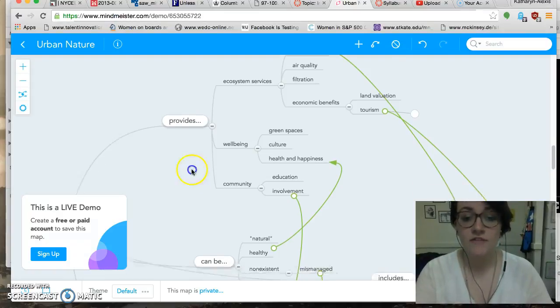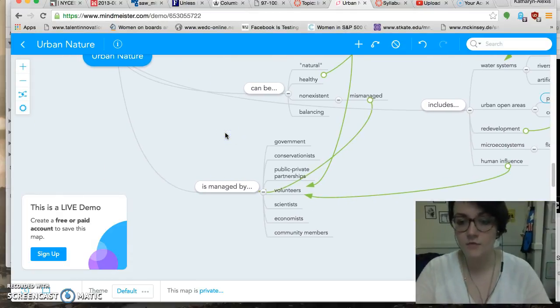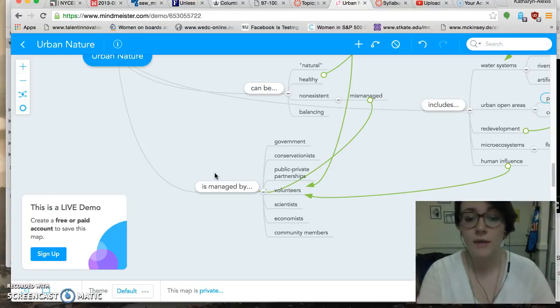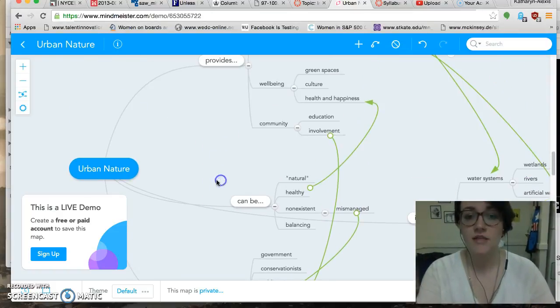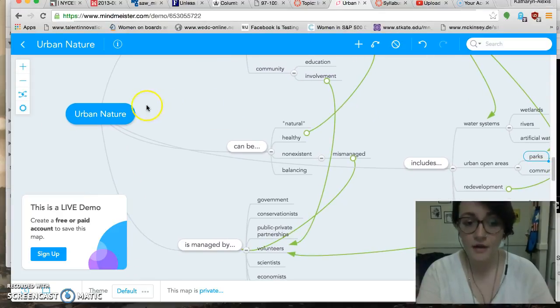It also provides community involvement, which brings me to what urban nature is managed by, which is an inherent part of urban nature: it is managed by people. It includes human influence. So it's managed by government, conservationists, public-private partnerships, volunteers, scientists, economists, and also community members. And volunteers and community members link back to the community involvement that we see over here. But it also links to how urban nature can be non-existent in some cities, which I thought was a very important thing to bring up.